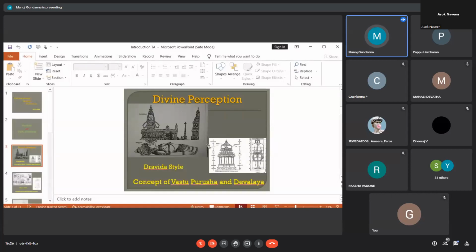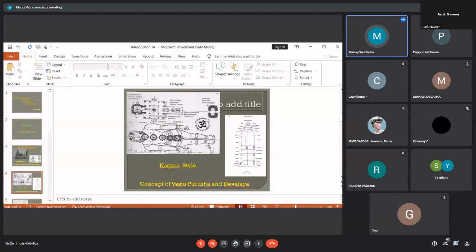But this Dravida and Nagara division was probably made in a later period, especially by Western scholars. Our texts don't mention any such styles separately as Dravida and Nagara. Even in the Nagara temples, we can see that the temple plan is compared with the Vastu Purusha, and even in the elevation, it is compared with the Vastu Purusha.